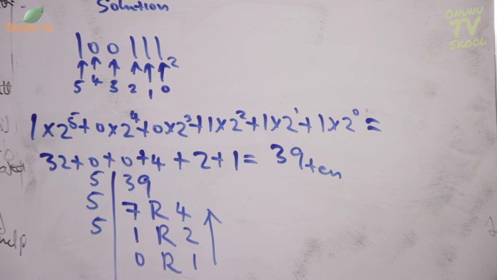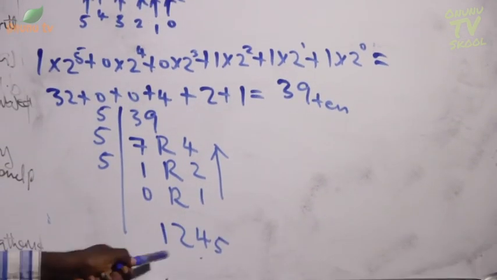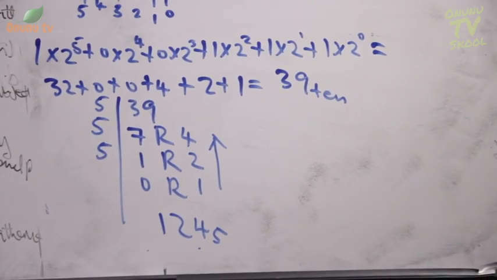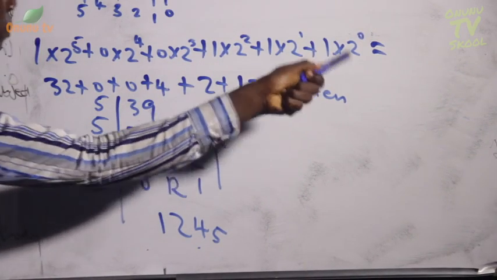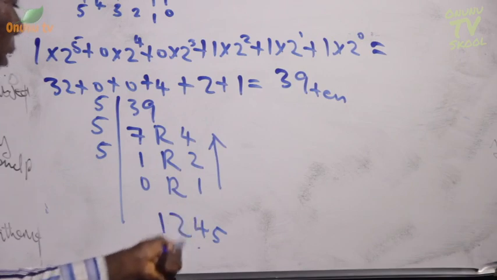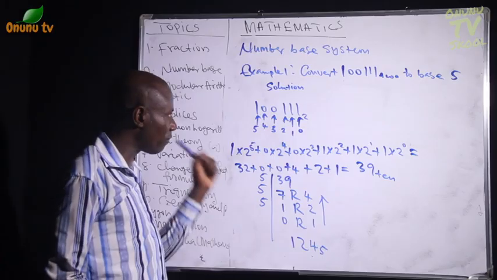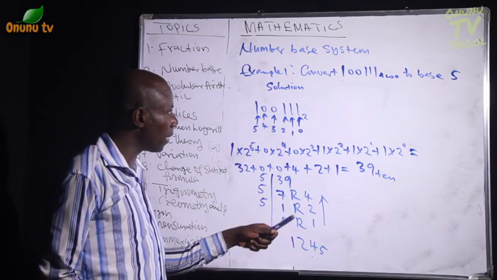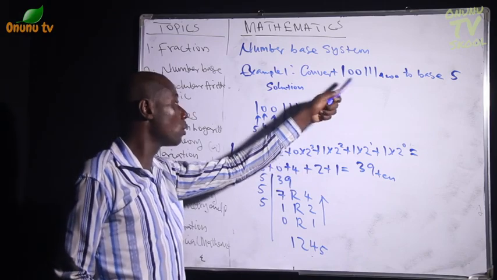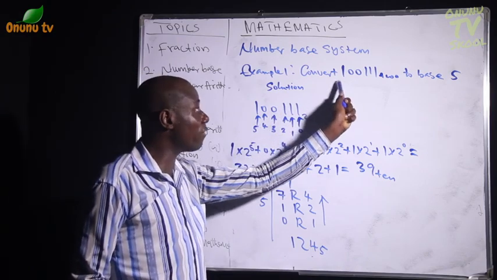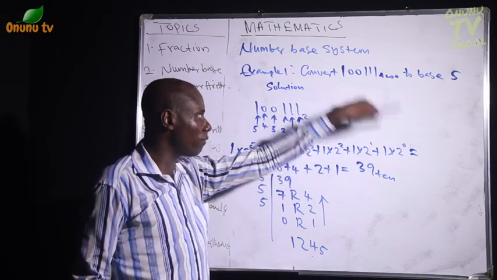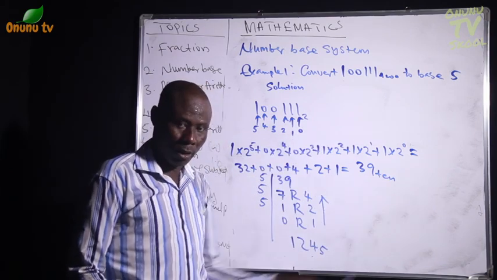So we have converted from base 2 to base 5. Remember that, first of all, we converted to base 10 before we now convert this base 10 number to base 5. That is the rule. Whenever you are converting a number from one base to another, other than base 10, you must first of all convert to base 10. After then, you convert to the required number base.